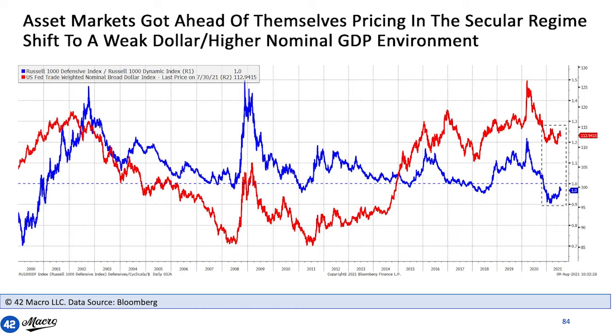regime shift to a weak dollar / higher nominal GDP environment. So what we're showing here in this chart is the red line is the broad trade weighted dollar index relative to the Russell 1000 defensive index as a ratio to the Russell 1000 dynamic index, which is cyclicals versus defensives. Obviously, it was a straight line down in that blue line, that ratio really through the early part of this year. But obviously, since the dollar has failed to make new lows, and obviously we touched on this earlier in the presentation, its persistently and maddeningly neutral BAM state has obviously catalyzed a recovery in the blue line.